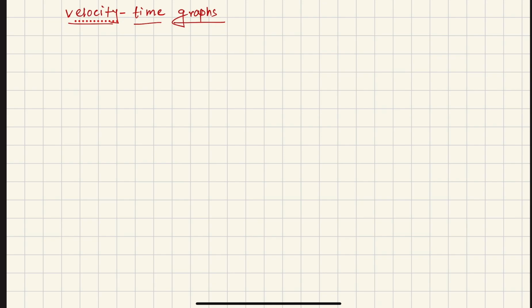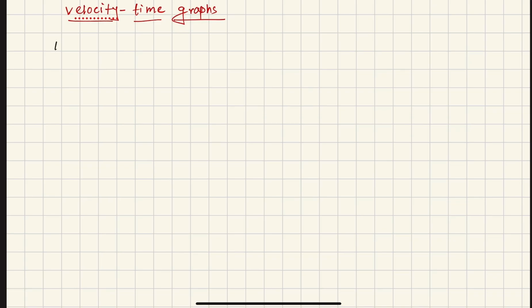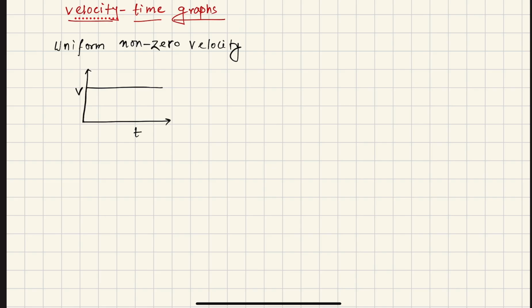So firstly, if somewhere it is mentioned that the velocity is not changing with time, we can say this is uniform velocity, uniform non-zero velocity. So that will be like this. Velocity on the y-axis, time on the x-axis, it will go straight like this. This is uniform non-zero velocity. Uniform velocity means velocity is not changing with time. I think this is very easy to understand.